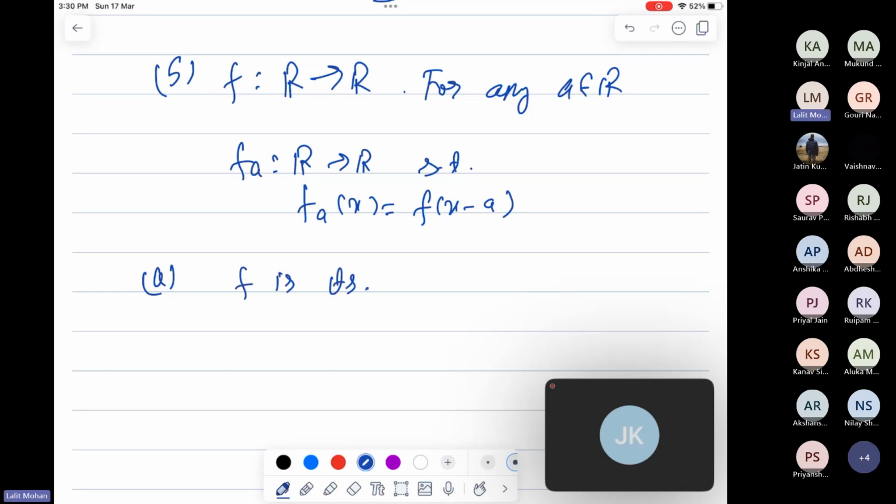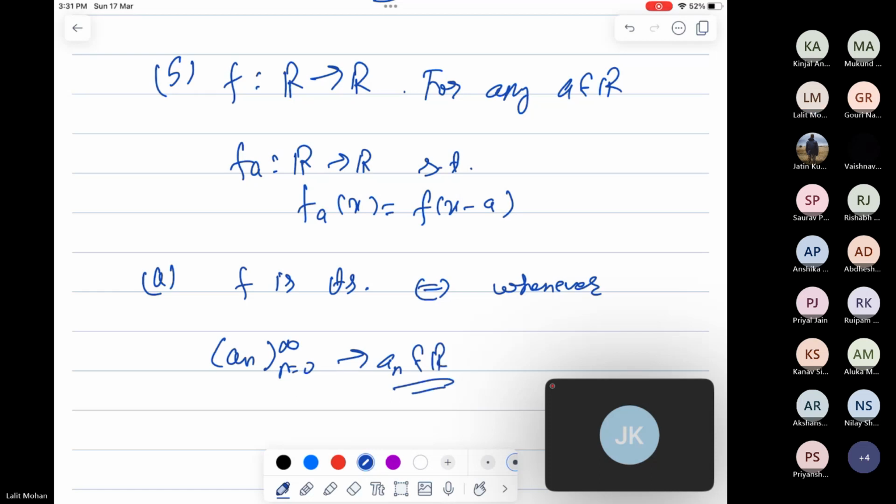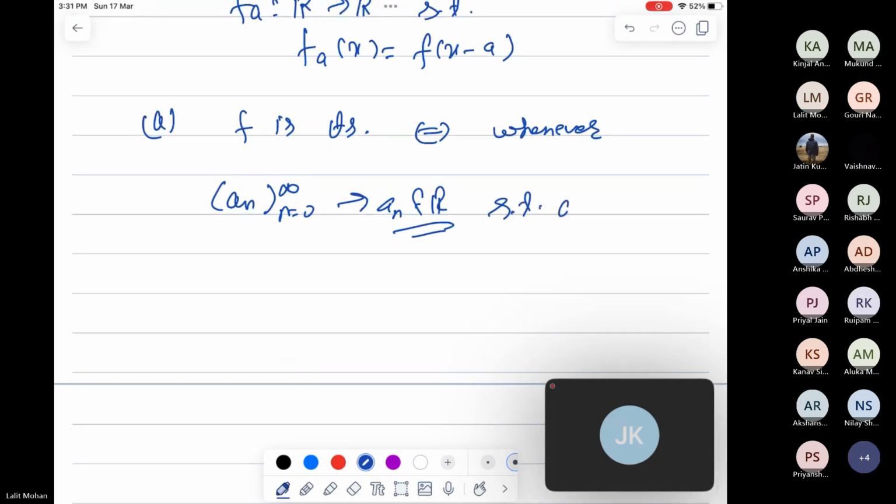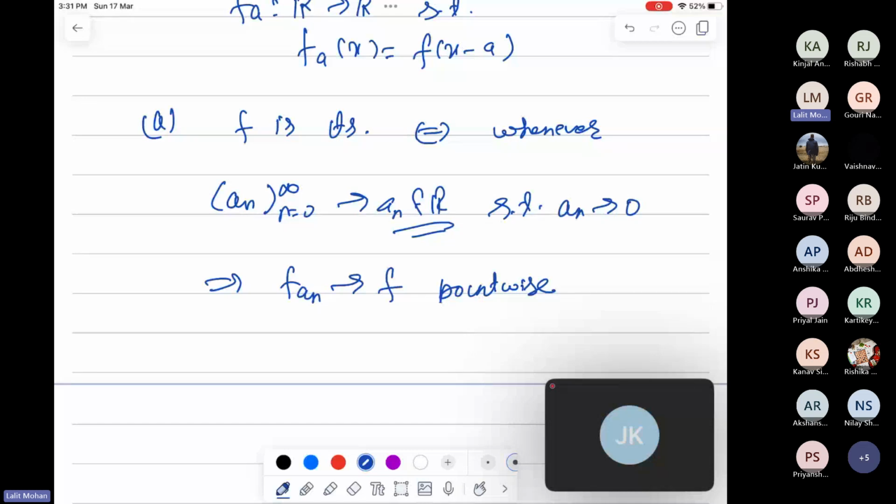So f is continuous if and only if whenever a_n is a sequence of real numbers such that a_n tends to 0, this implies that f_{a_n} converges to f pointwise. You know the difference between pointwise convergence and uniform convergence? Yes, sir. Again, that epsilon will depend on x when you write the definition. That is the difference between pointwise and uniform.